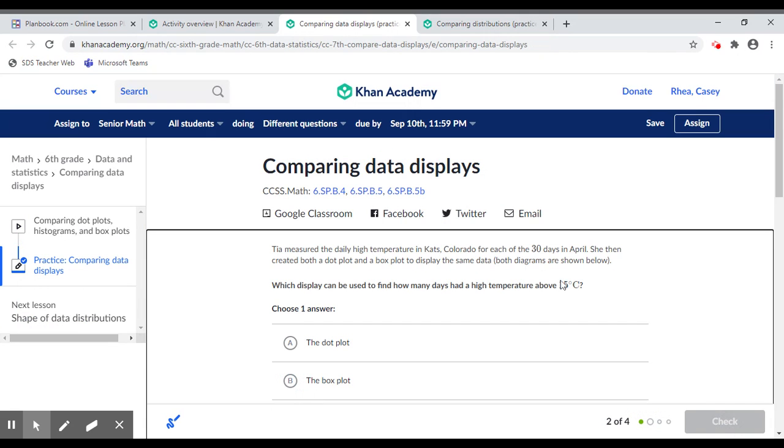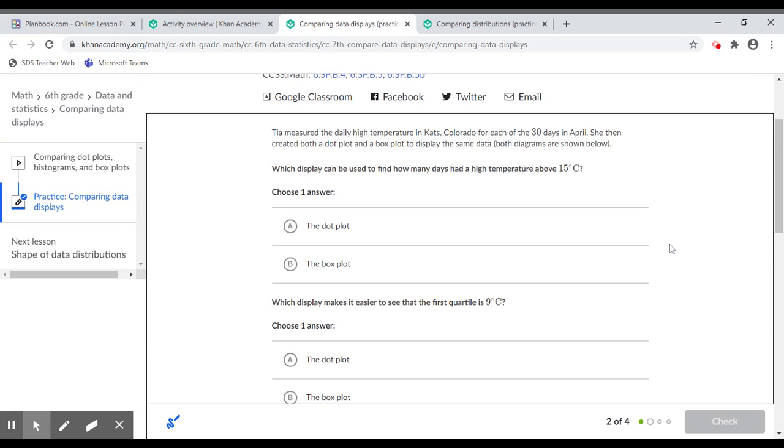All right, let's do another assignment now, moving on to comparing data displays. Tia measured the daily high temperature in Katz, Colorado for each of the 30 days in April. She then created both a dot plot and a box plot to display the same data. Which display can be used to find how many days had a high temperature above 15 degrees?